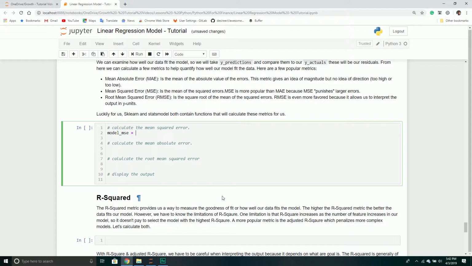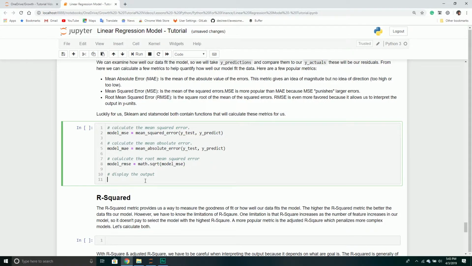The first one is model MSE, and then we'll do the squared error. We'll do the Y test and then the Y predict. And then absolute, Y test, Y predict, and this is going to be MAE, and then model RMSE, which will equal math. We'll take the square root method and then pass through the model MSE.